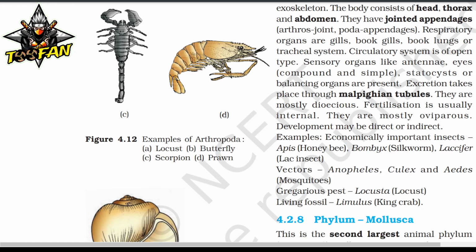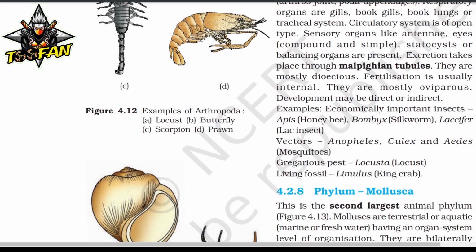They are mostly dioecious. Fertilization is usually internal. They are mostly oviparous. Development may be direct or indirect. Examples: economically important insects Apis, Bombyx, Lucifer. Vectors: Anopheles, Culex, Aedes. Gregarious pest: Locusta. Living fossils: Limulus, king crab.